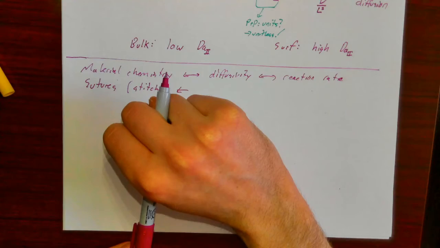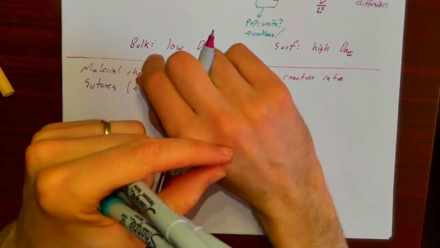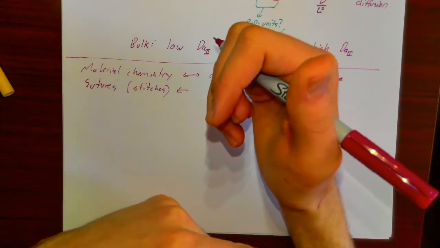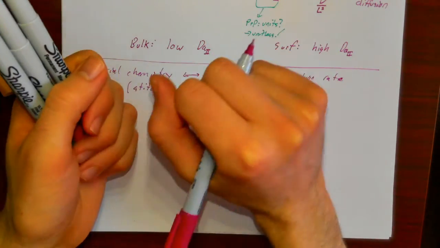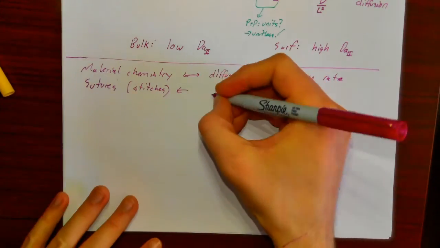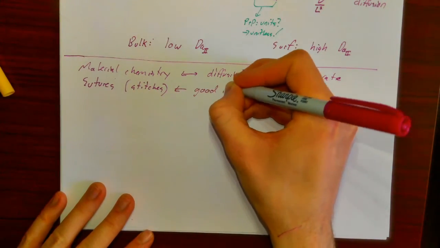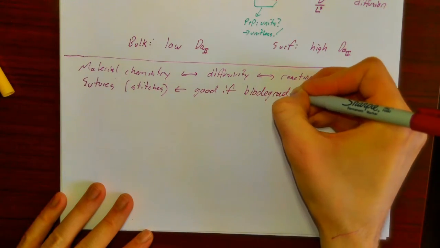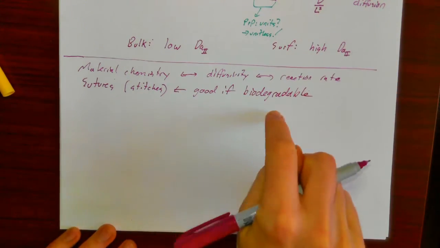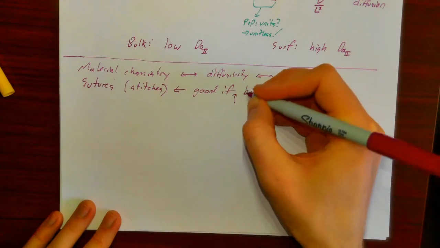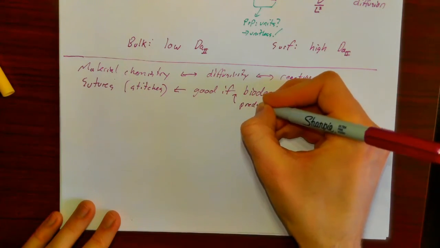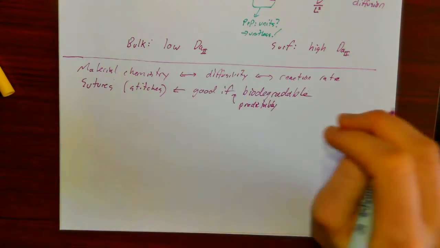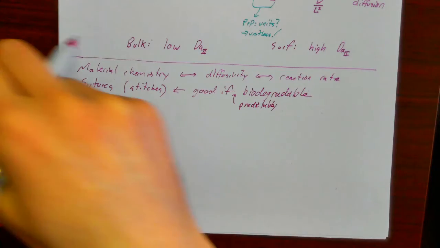So either if you don't want to bother the patient coming back for a stitches removal procedure, or if you're doing internal sutures and you don't want to open the person back up to take out the stitches, this can be good if biodegradable. But they're only good if they're predictably biodegradable. So what do I mean by predictably biodegradable?